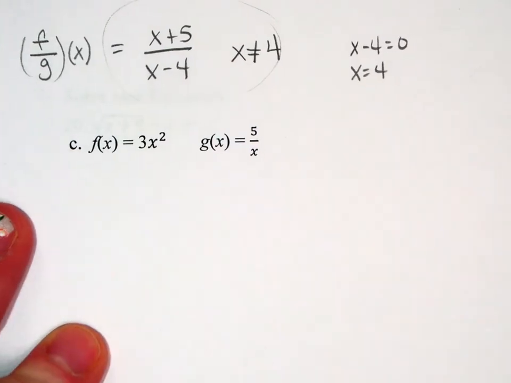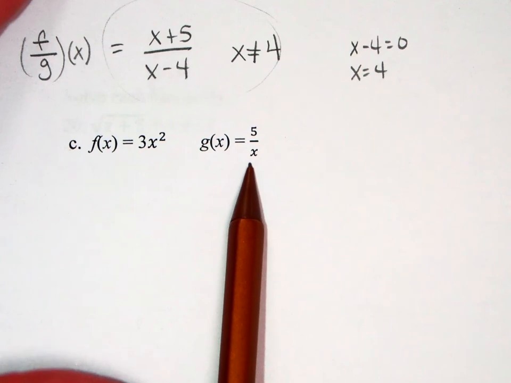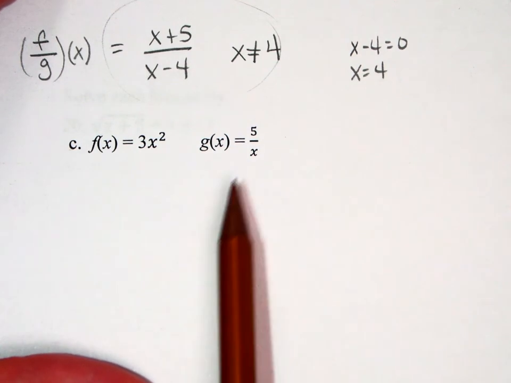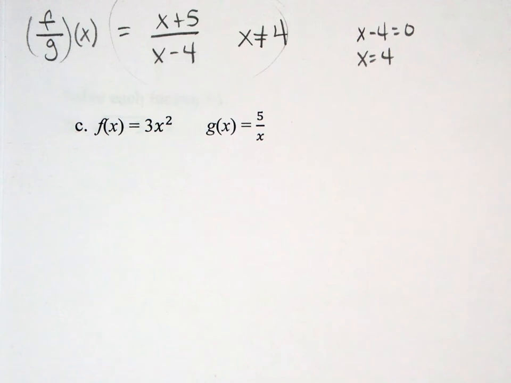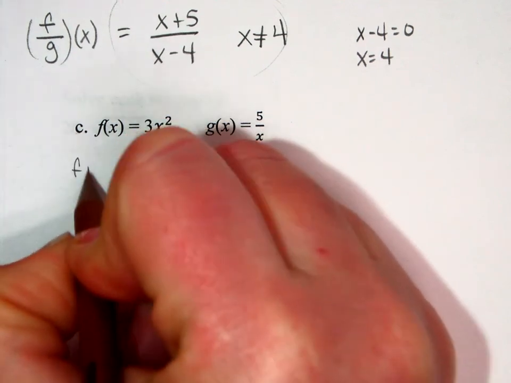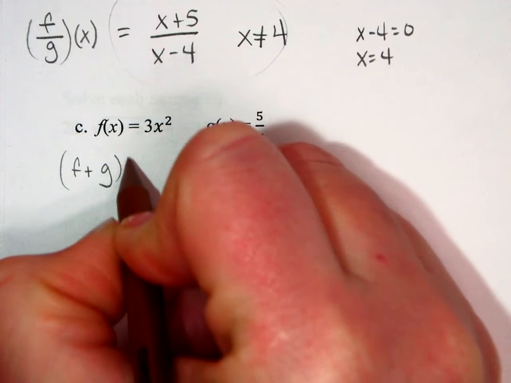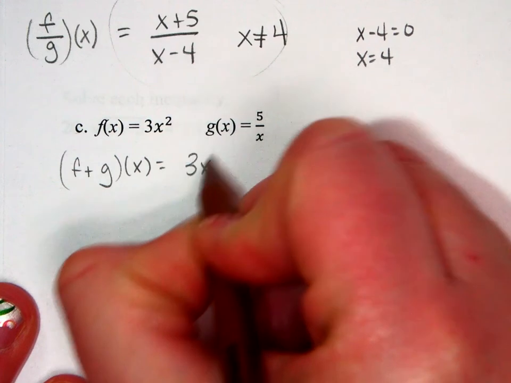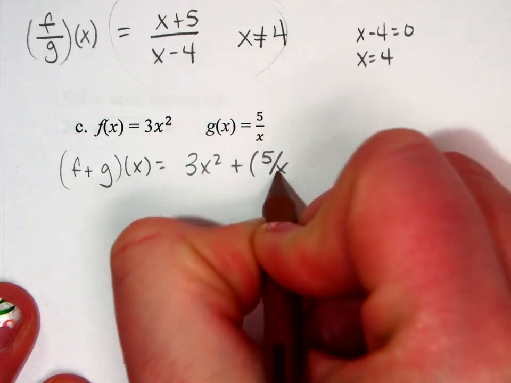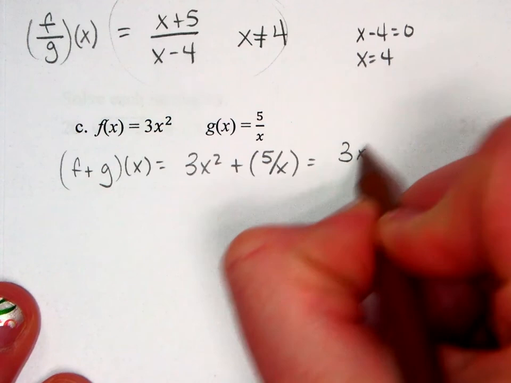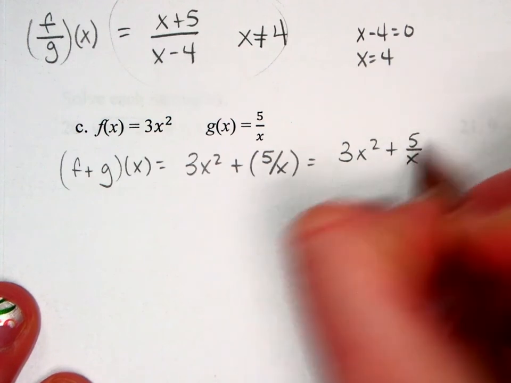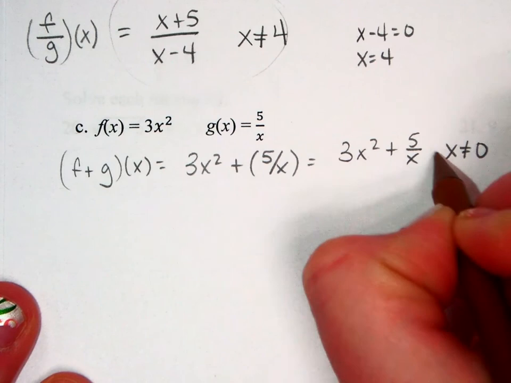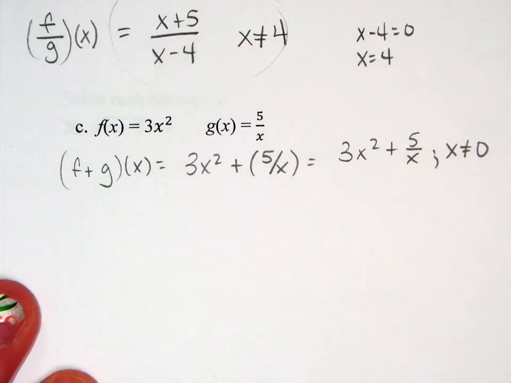On every single one of these, you have an x in the denominator, so you have to pay attention to that. X cannot be in the denominator. So, with that, adding f plus g of x equals 3x squared plus 5 over x. X cannot equal 0 because you can't divide by 0. So on every single answer, I gotta write that down.